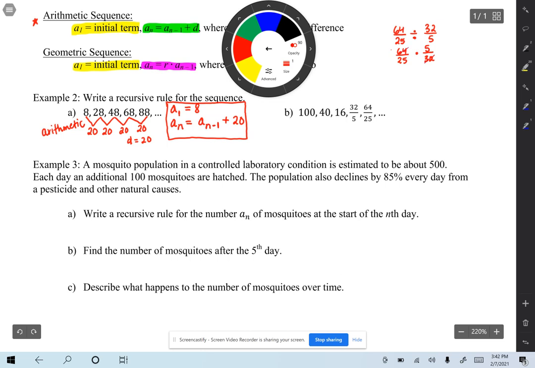32 goes into 64 twice, and 5 goes into 25 twice. So that's 2/5. So this one gave us 2/5. Let's do the next one.